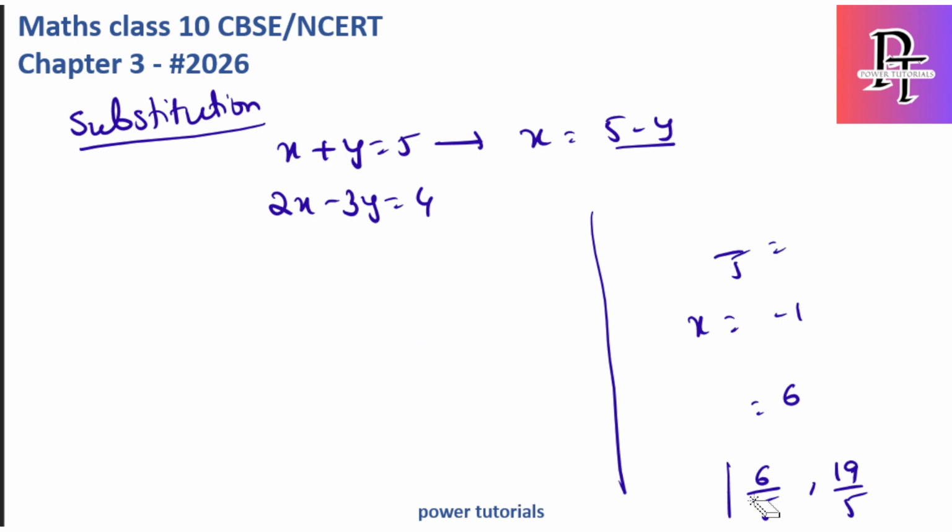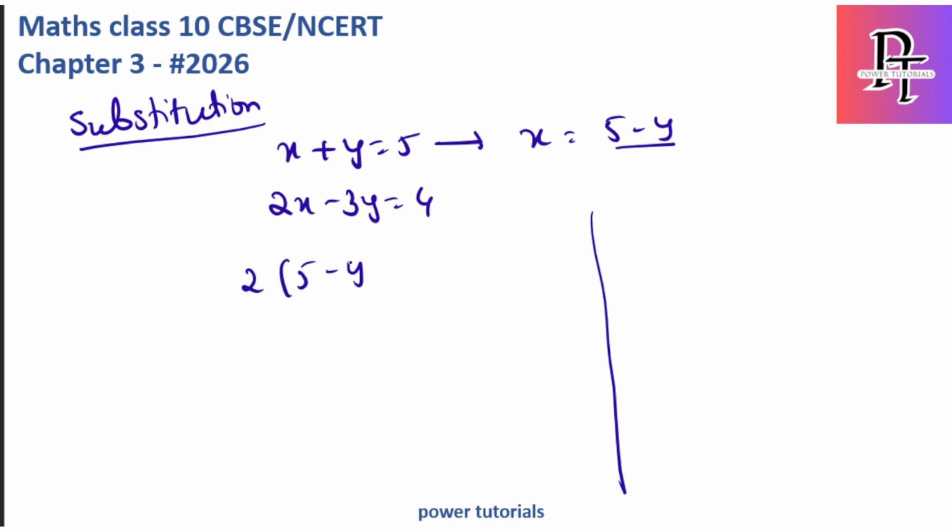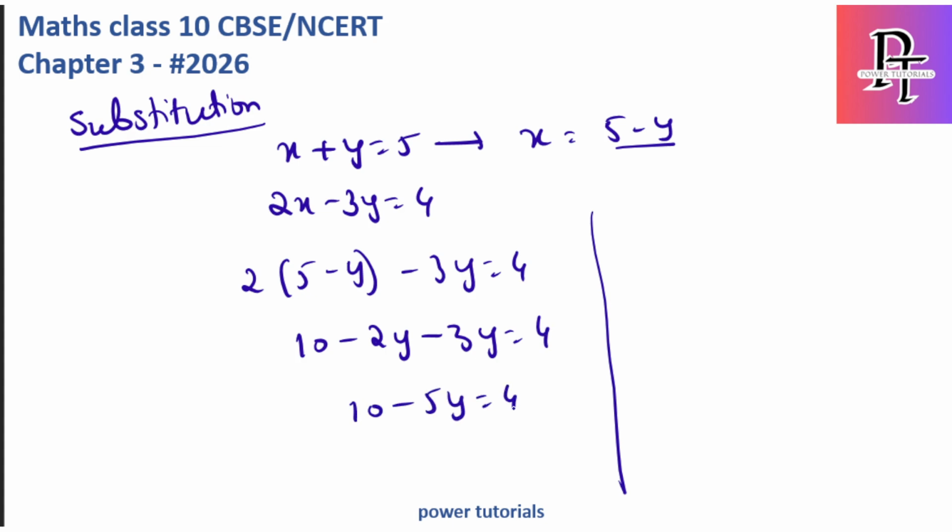Okay, let's do it again, because with both the methods the answer should be the same. The answer should not change. So it is 10 minus 2y minus 3y is equal to 4. So 10 minus 5y is equal to 4. So minus 5y is equal to minus 6. So the y value is 6 by 5.